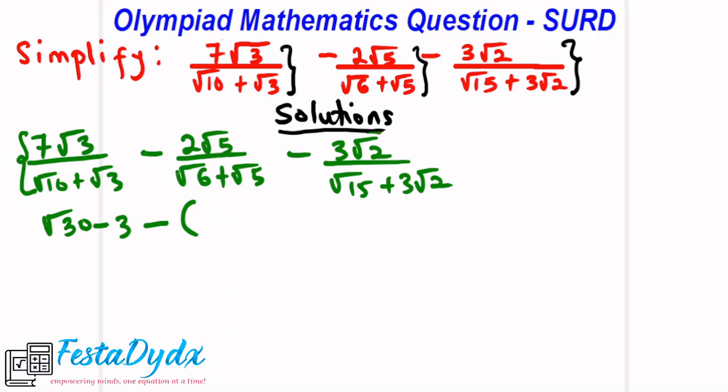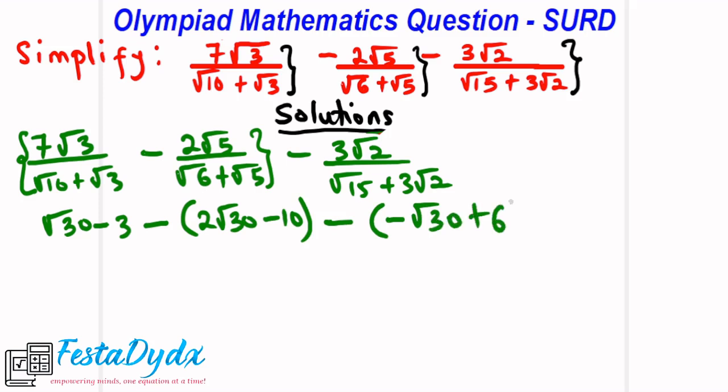So when we rationalize this second one, we got 2 root 30 minus 10. Close the bracket, minus the third one. When we rationalize this, we got minus root 30 plus 6. So this is the best way to solve this question. After rationalizing them one by one, you bring the answers and ensure you put the right signs. If you have a minus sign, you put minus. If you have a plus sign, you put plus.